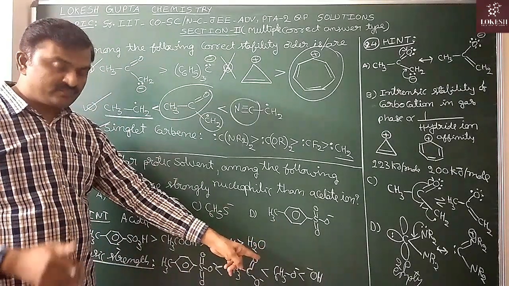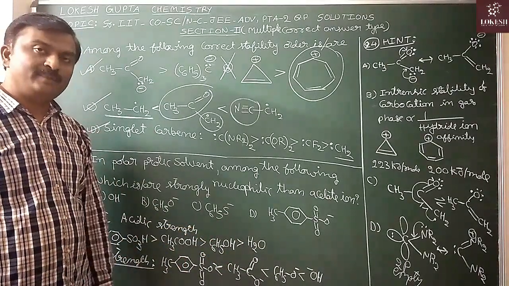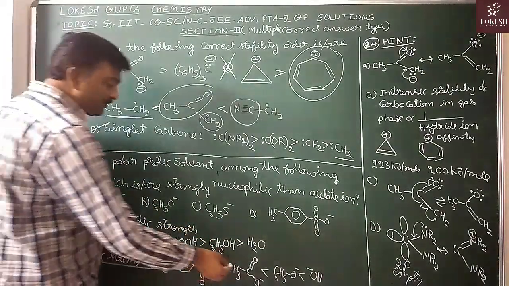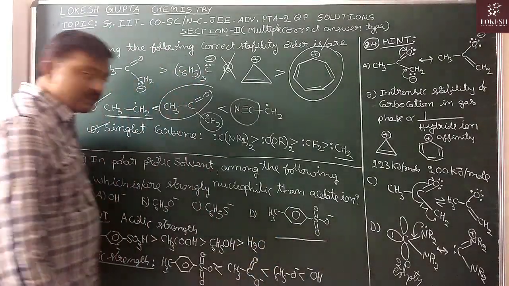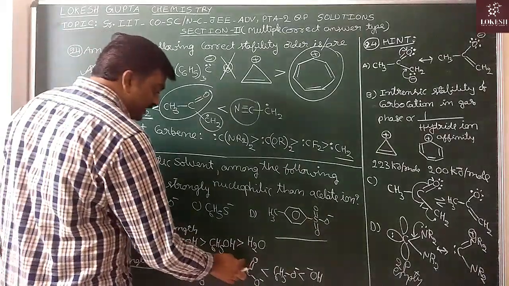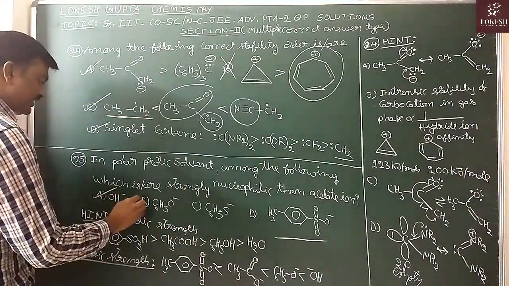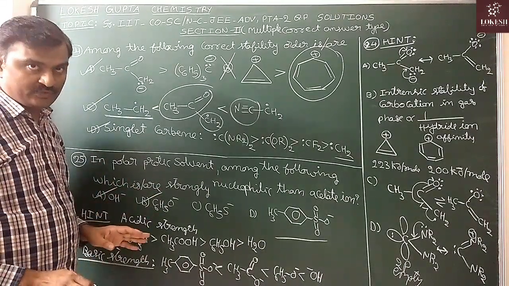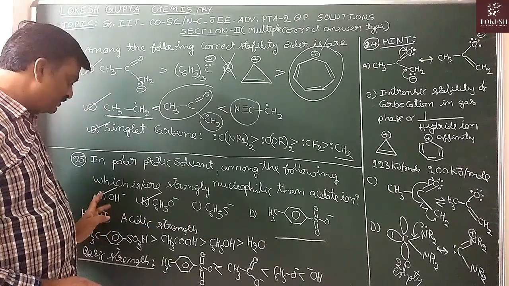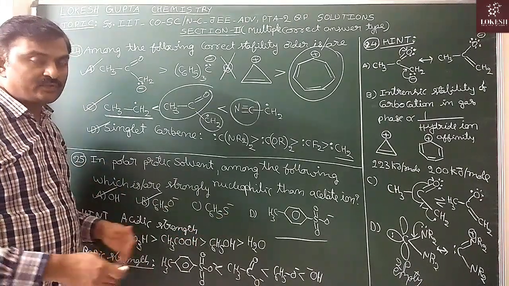When the nucleophilic atom is the same, basic strength and nucleophilicity will match with each other. So when compared with acetate ion, this is less nucleophilic. Now, when compared with acetate ion, phenoxide and hydroxide, these two are more nucleophilic. So A and B are correct. What about this one?